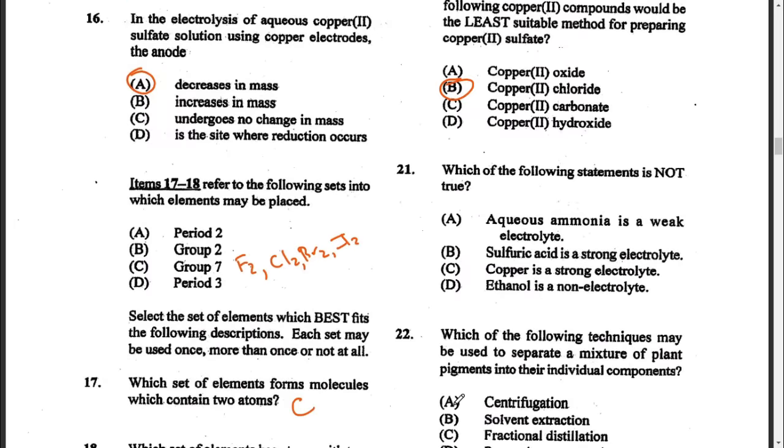Question 21. Which of the following statements is not true? Aqueous ammonia is a weak electrolyte. That is true. Sulfuric acid is a strong electrolyte. That is also true. Copper is a strong electrolyte. No. Ethanol is a non-electrolyte. So the answer is C.